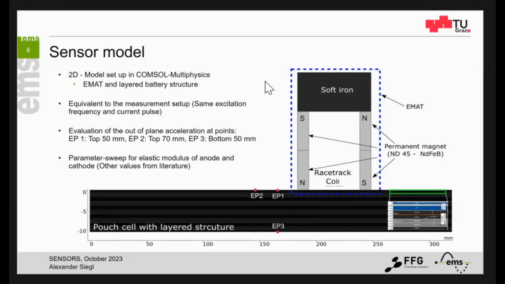If we zoom in here, so this is the battery, and if we zoom in here, we have all the layers included from the top to the bottom, and the actual width of the battery we use is 10 millimeters. This model is equivalent to the measurement setup. So we use the same excitation current through the coil here, and we use evaluation point 1 to evaluation point 3, which are equivalent to the position of the accelerometers. There we also extract the out of plane acceleration.